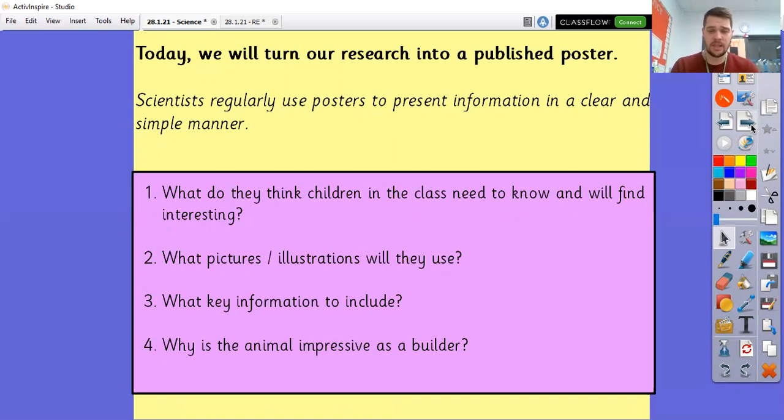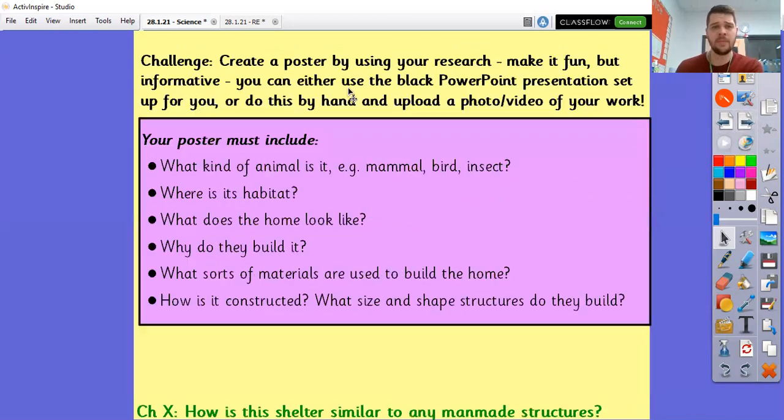They help us present it in a clear way with some important facts, and especially targeted for your age range, lots of color, lots of pictures. So you'll be using your research, developing those bullet points into sentences, and using the internet to add in some pictures too, maybe some animations if you want to. Think about the key information you need to include and why that animal is such an impressive builder.